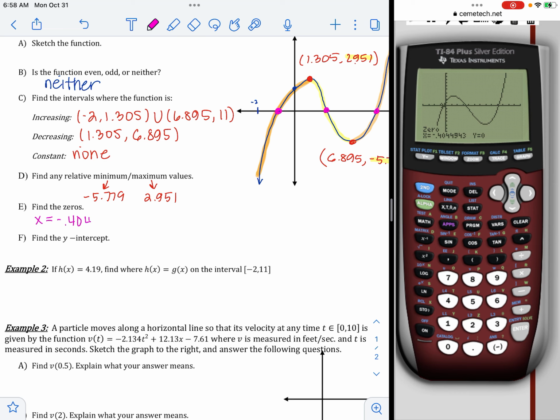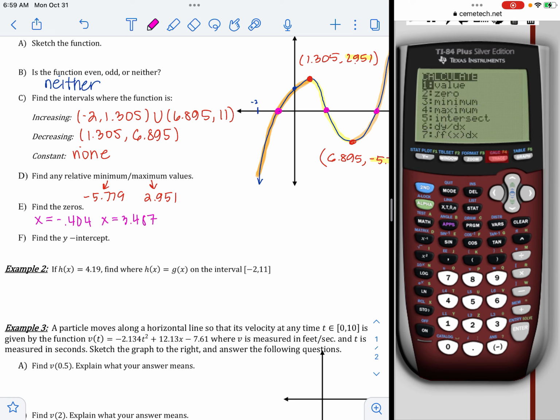All right, let's find the next one here. So we're going to hit second trace again. Option number 2 is 0. So we're going to start getting closer to our other 0. We're still to the left of it, so I'm going to hit enter. Now we're going to get to the right of it. Hit enter one more time. And that 0 is at x equals 3.487.